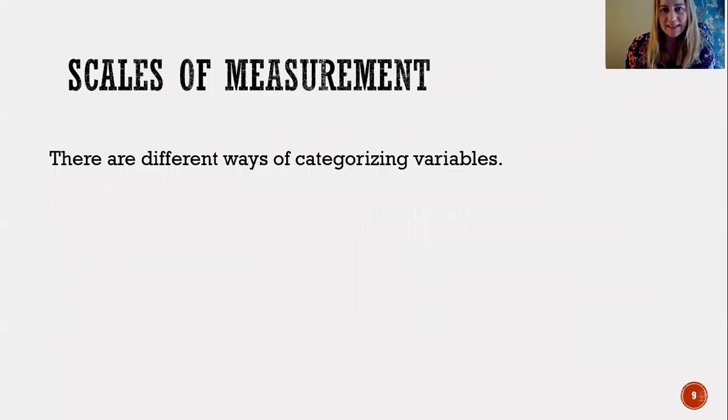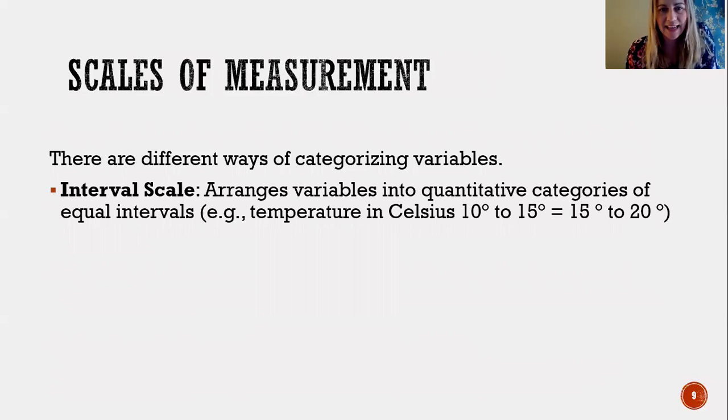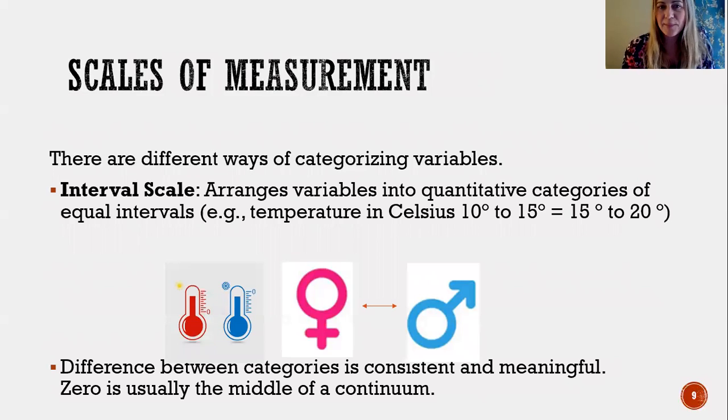The next 2 scales I'm going to tell you about are more what we call quantitative scales. We're assigning a number to each value of the variable, and as a result, we can do much more in the way of statistics. The first one is the interval scale. It arranges variables into categories of equal intervals. So you can think of, for example, a thermometer when we talk about this.